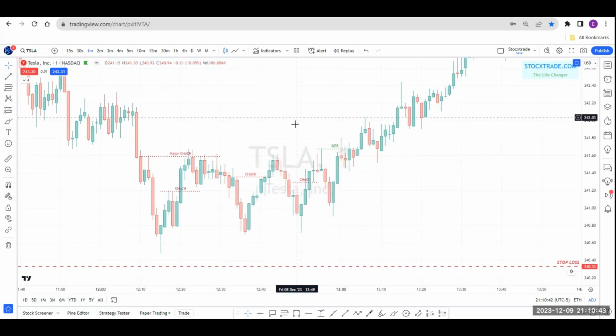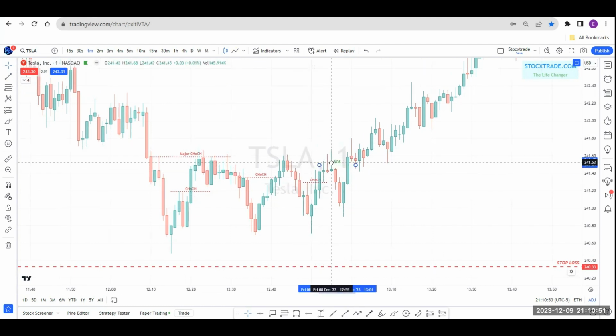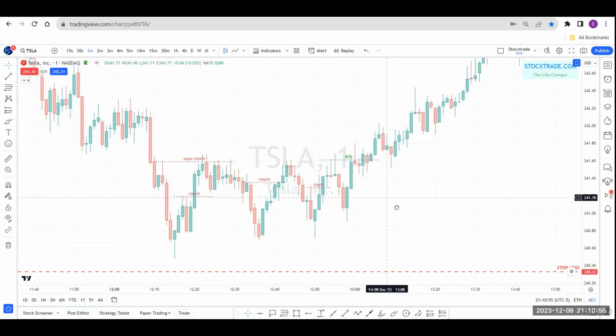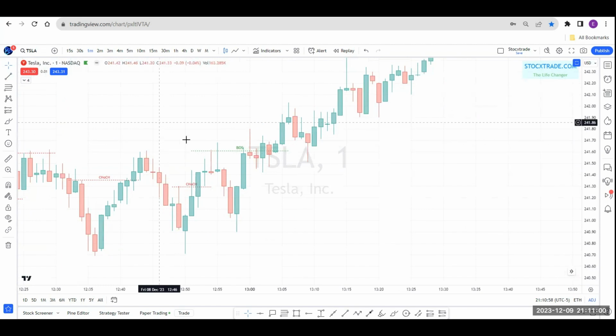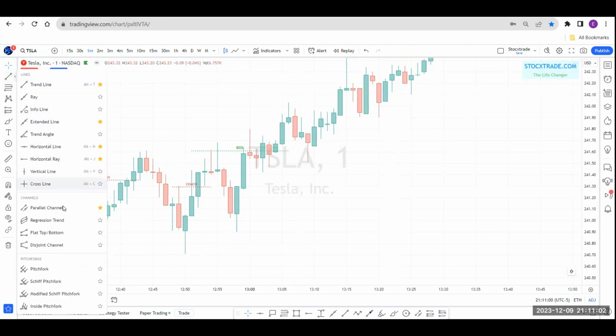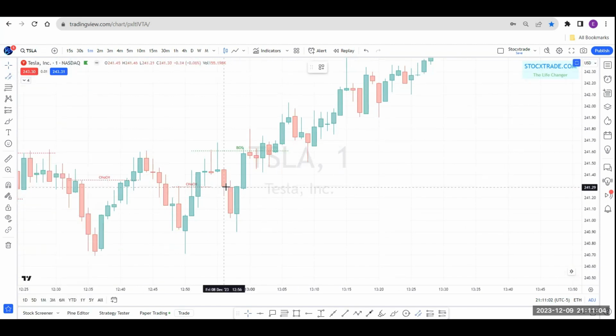Because this is change of character, this is change of character, there is no break because in the same direction I should, oh, there is a break of structure here, sorry. Here and then this candle, yes. Okay, this is the break of structure, and what happened here? The same thing. After the break of structure, you have this gap.